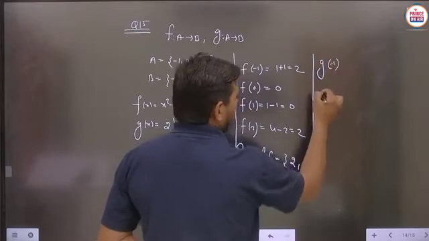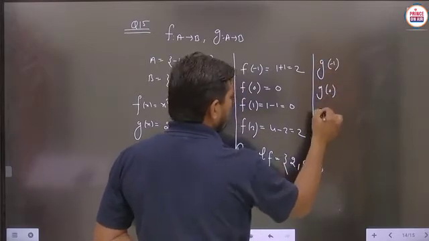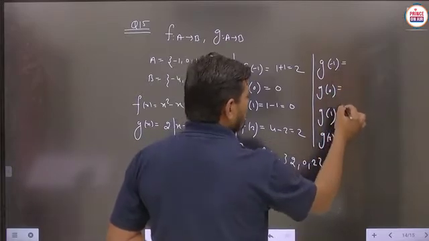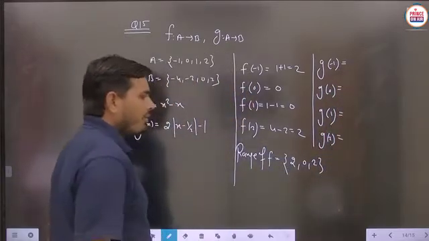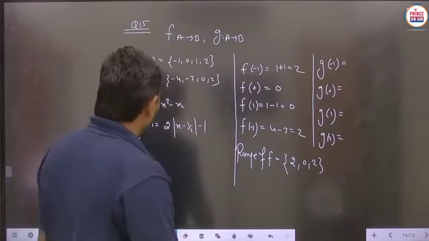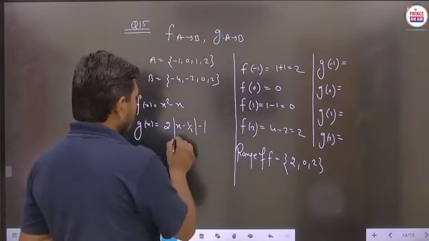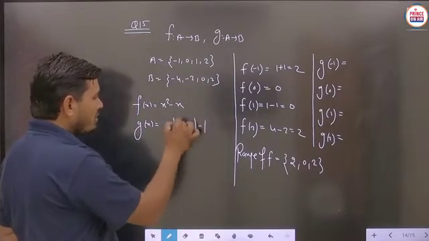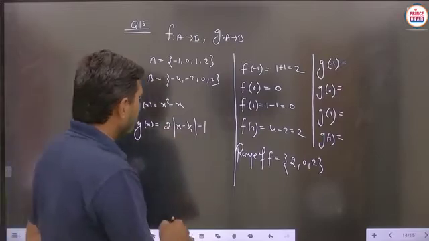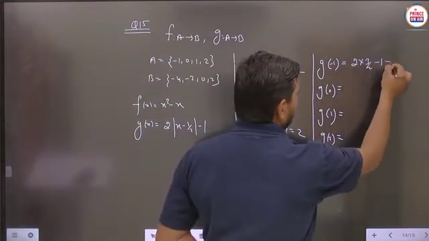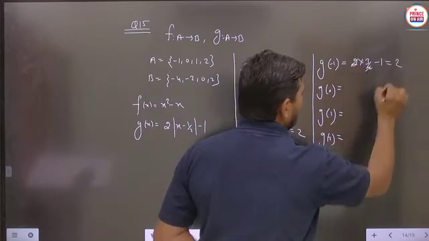Now we will check the output of the g function: g of minus 1, g of 0, g of 1 and g of 2. We will check the range of g also. If the ranges of f and g are found to be the same, then both the functions are said to be equal. So g of minus 1: we use minus 1, so minus 1 minus 1 by 2 is minus 3 by 2. With the modulus sign, it is 3 by 2. So 2 into 3 by 2 minus 1, it cancels out, 3 minus 1 will be 2.